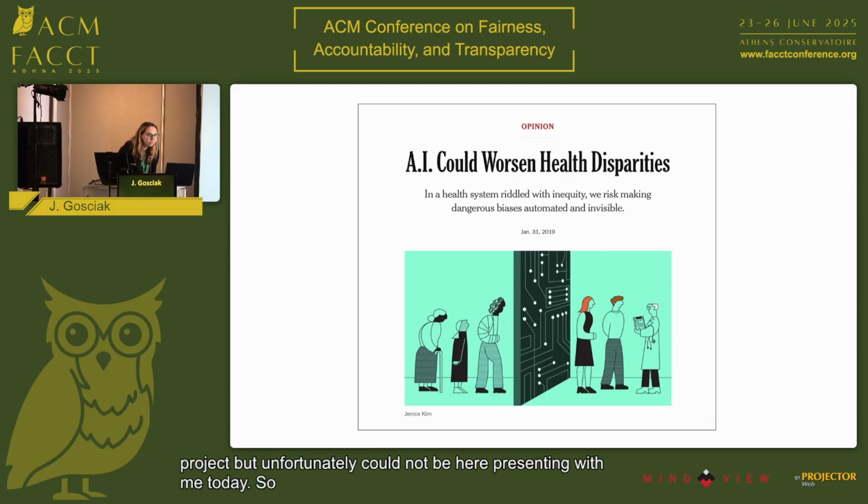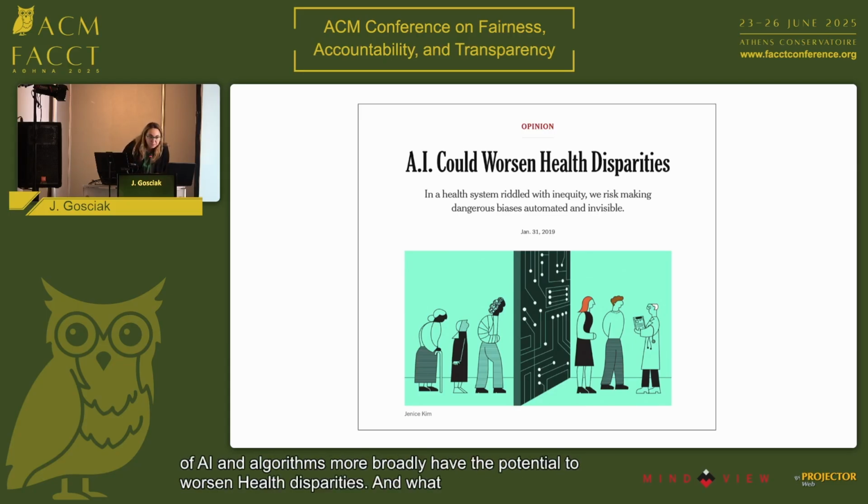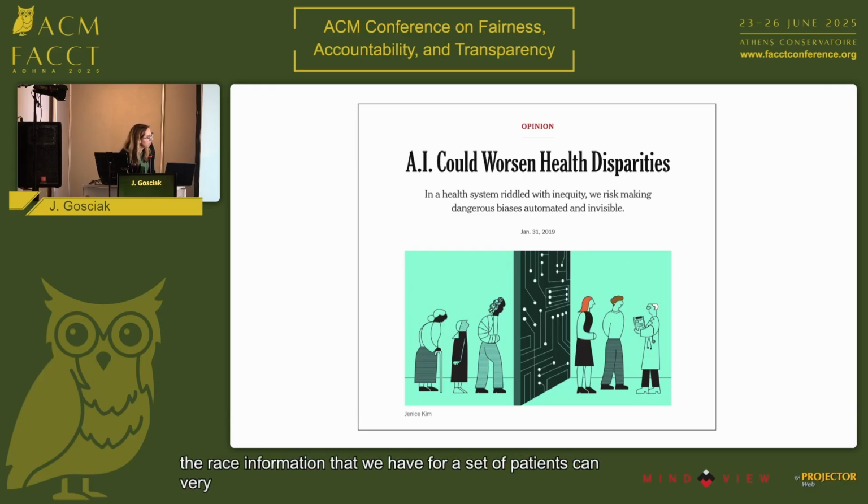So as many of you in this room are probably very well aware of, AI and algorithms more broadly have the potential to worsen health disparities. And what our paper articulates is that this matters over time as well, when the demographics, and in particular the race information that we have for a set of patients, can vary significantly at different points in time.